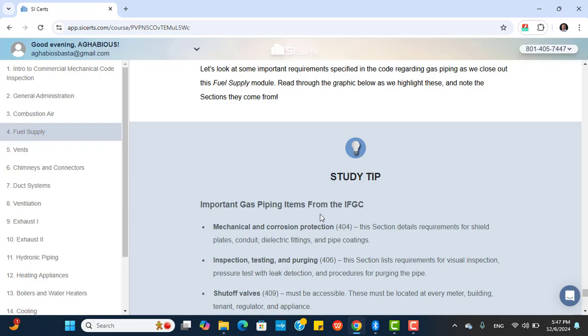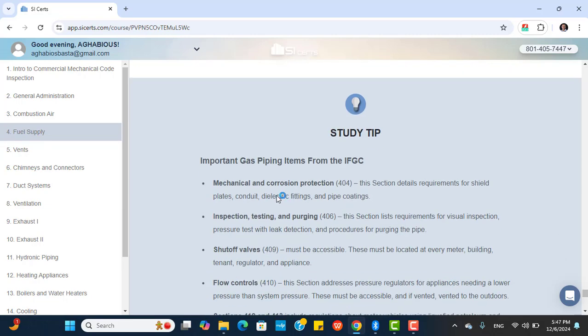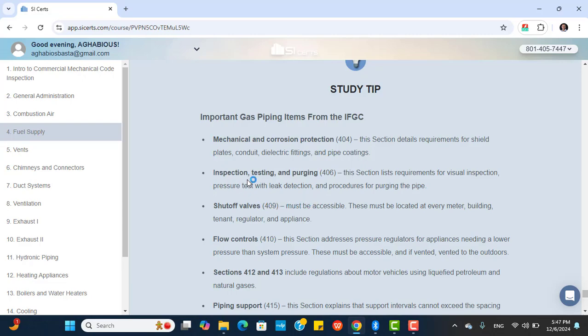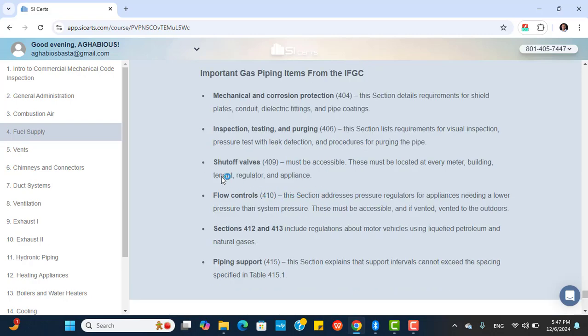Important gas piping items from the International Fuel Gas Code: mechanical and corrosion protection for 404. This section details requirements for shield plates, conduit, dielectric fittings, and pipe coating. Inspection, testing, and purging for 406. This section lists the requirements for visual inspection, pressure test with leak detection, and the purging procedure, purging the pipe, cleaning the pipe.